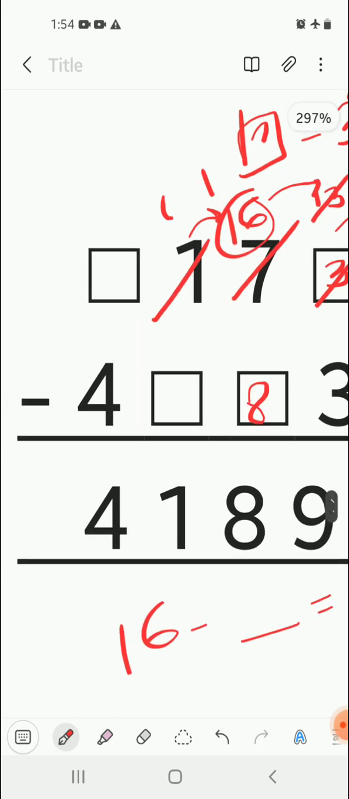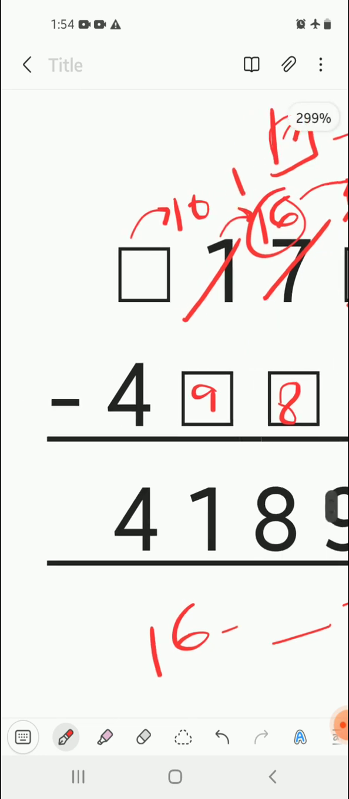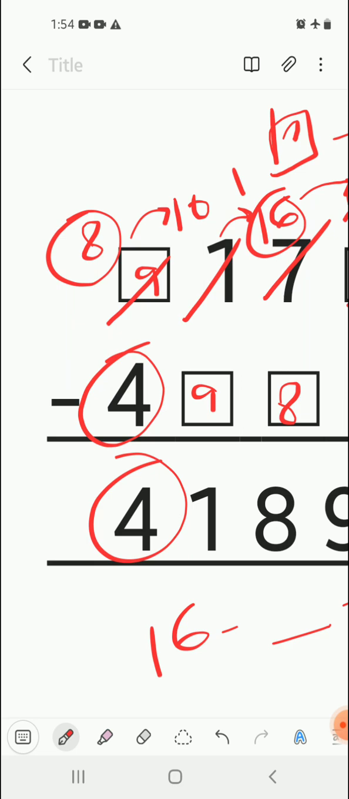Now this 1 is gone. It has become 0. So 0 is not possible. It must be 10. We have taken 1 from here. So 10 minus 9 is 1. Now think of a number that must be 9, because from 9 we had taken 1. It had now become 8. And this 8 minus 4 over here will be 4.